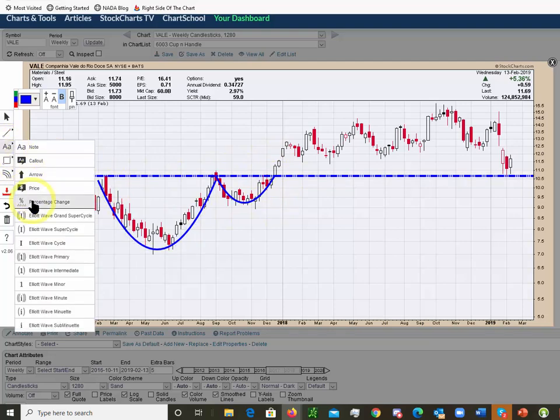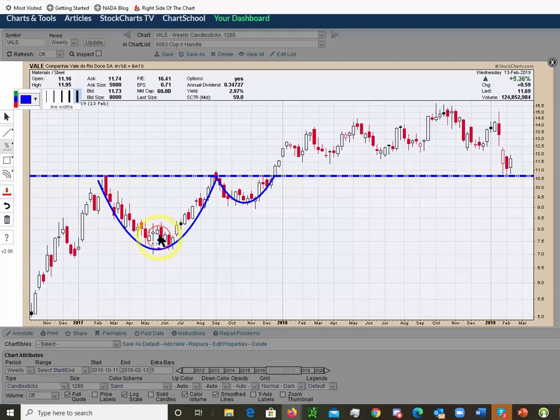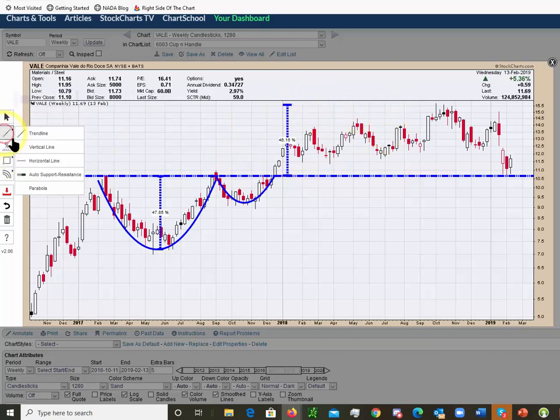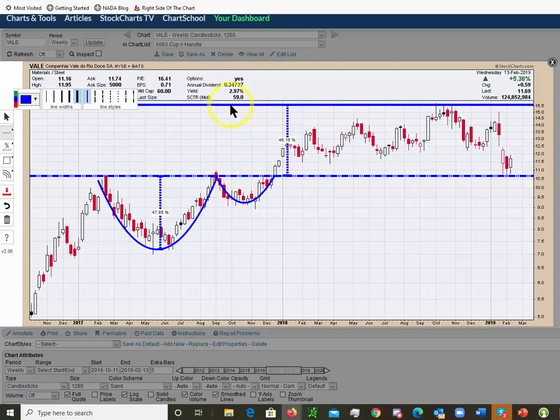Once you break that resistance level, it kind of triggers the formation. And the way you do it, if you've got a measuring tool on your platform, it goes from the bottom of the cup to the top, the resistance. And then from there, you can extend roughly 47%? There's 46.2%. And you can see, it got pretty darn close. It took it a year, but it finally got there.